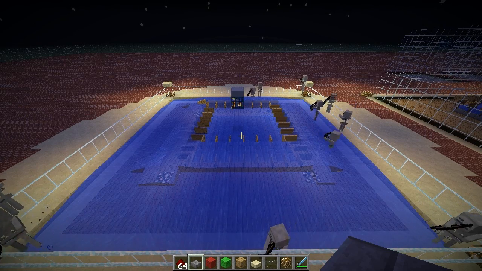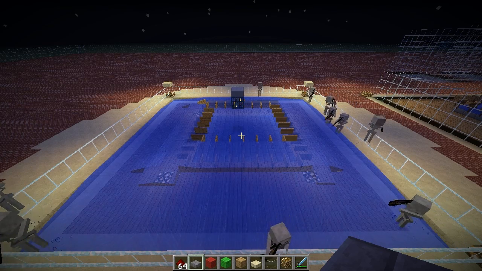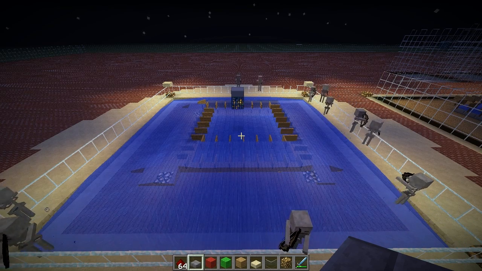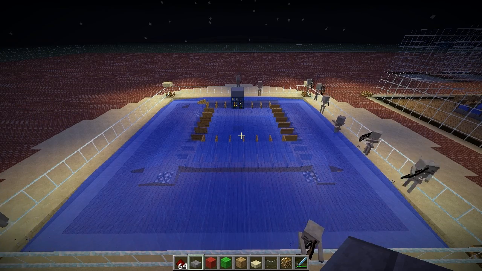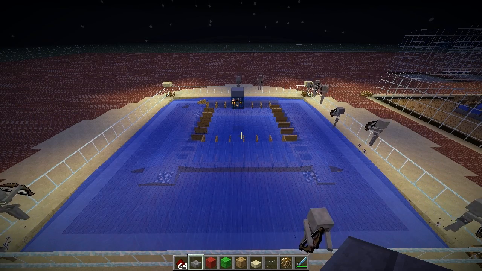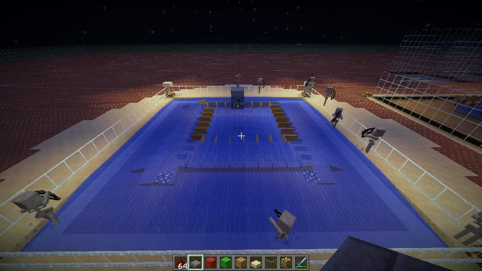Alright, as you can see, we're now clearly past the 6 monster limit. So that confirms it that the escape area is indeed 17 by 17. But what about the height?